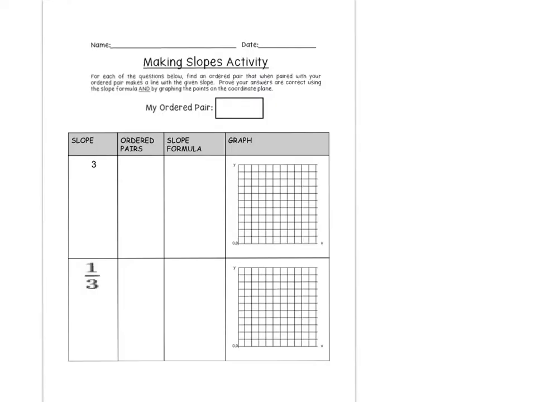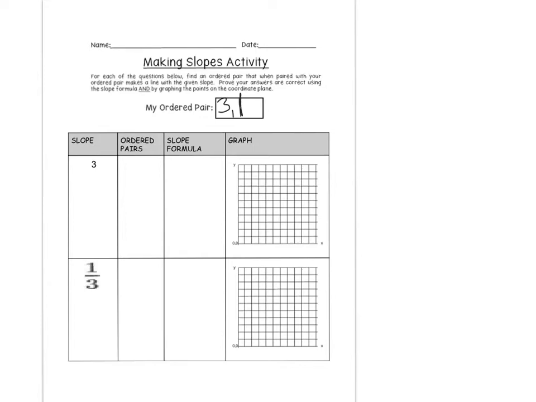The next thing you're going to do with your ordered pair is put it in the box on your worksheet where it says ordered pair. Remember, mine that I had drawn was the ordered pair 3, 1. So I'm going to write that in my box, 3, 1. And that's my ordered pair. Now my job is to find the slope that is given to me in the box.